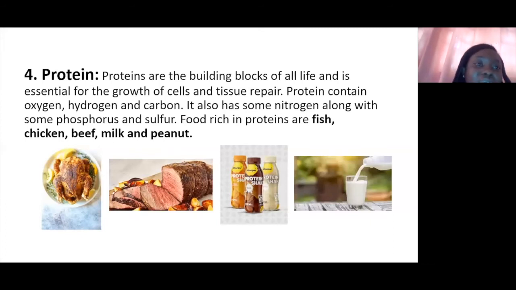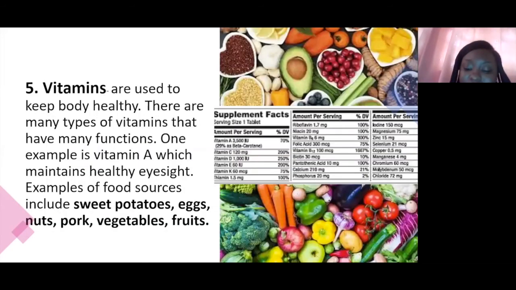Listen, you're telling me the answer before I even get to it. What is number five? What was our number five nutrient? Vitamins, yes. And remember, why are vitamins important? For overall health. Oh, you're doing wonderful today, okay? Vitamins are very important for the overall health of our body, okay?